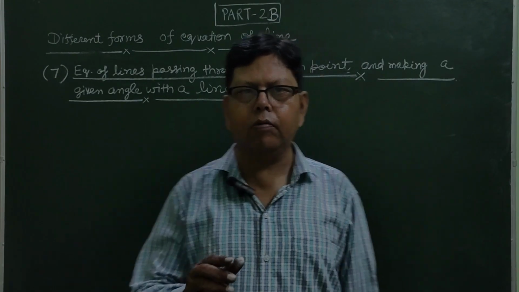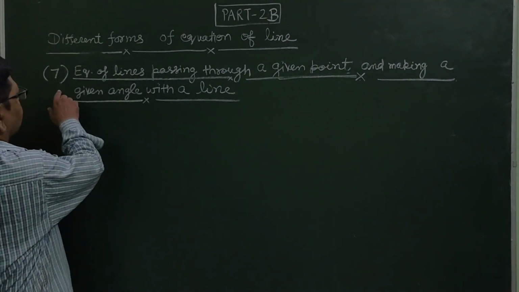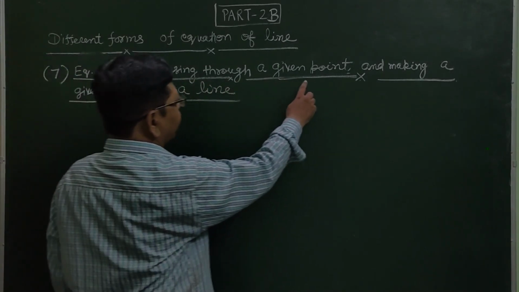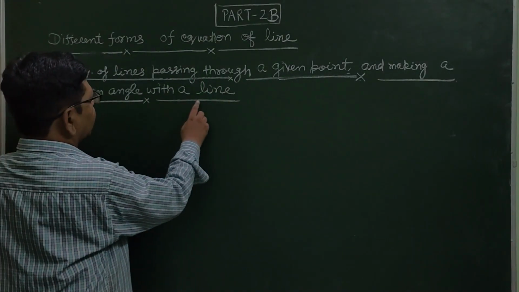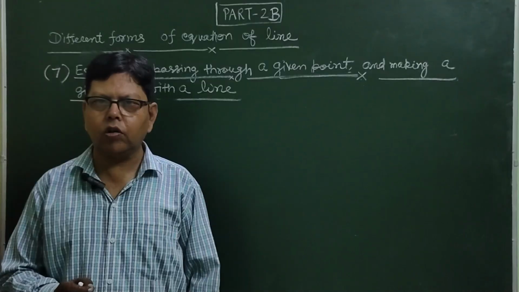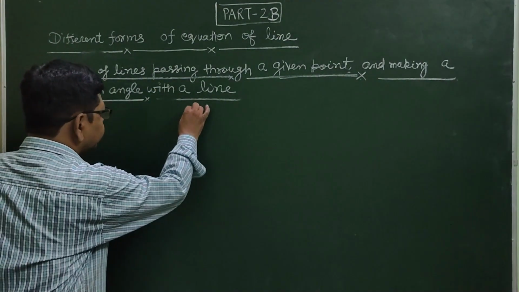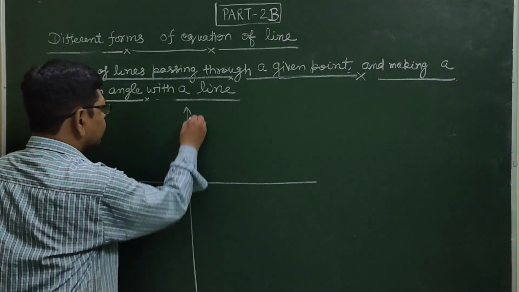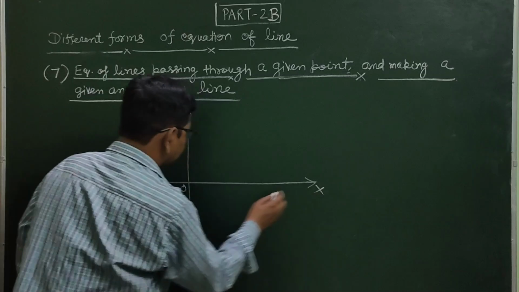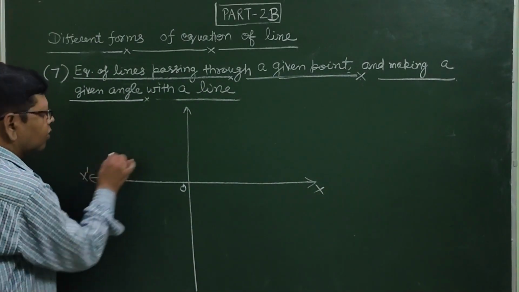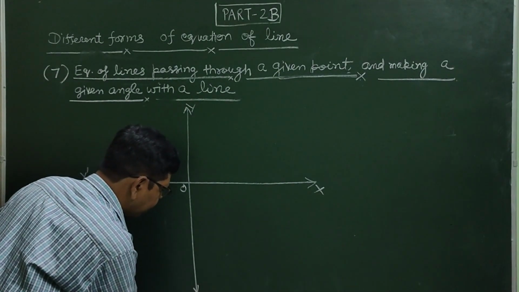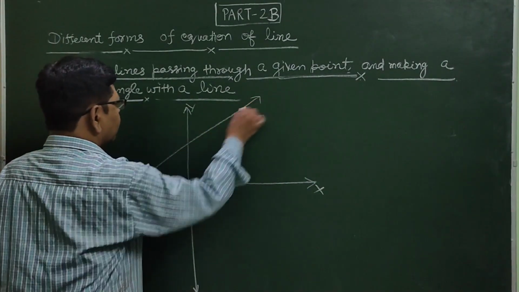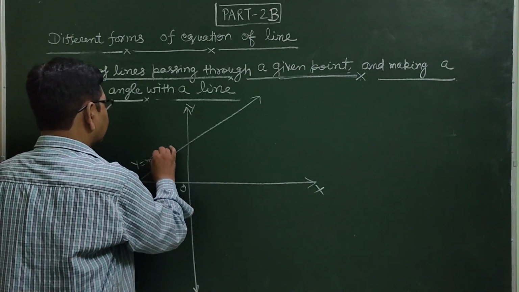Students, the next form, seventh form of equation of straight line: equation of lines passing through a given point and making a given angle with a line. Let us draw the lines. X-axis, X dash, Y, Y dash. There is a line having the equation y is equal to mx plus c.